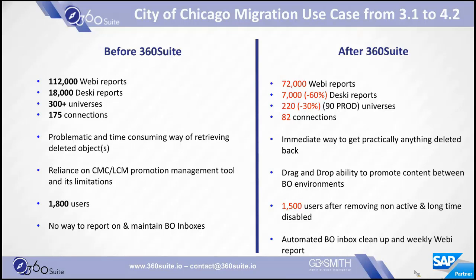And also, once we migrated to 4.2, we're actually using 360 solutions to maintain a better environment, with scheduled and automated purge jobs and other solutions that keep our environment healthy and clean and lean, and actually fast. So our 4.2 environment is pretty fast, much faster than 3.1, thanks to all these activities.